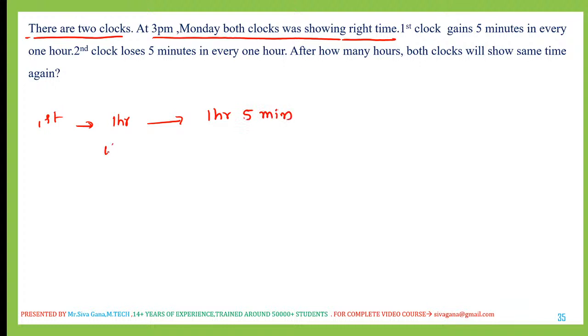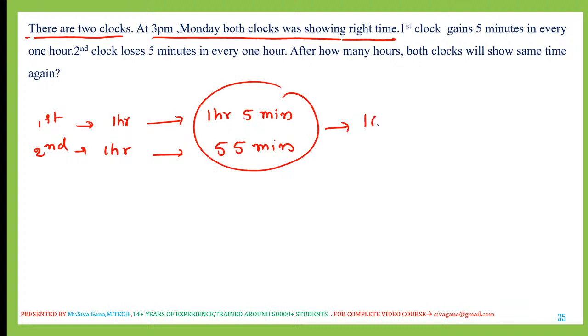Second clock, in the same 1 hour, what happens? It loses 5 minutes, which means it shows only 55 minutes. Now, how much is the time gap? The time gap is 10 minutes, in a duration of 1 hour.